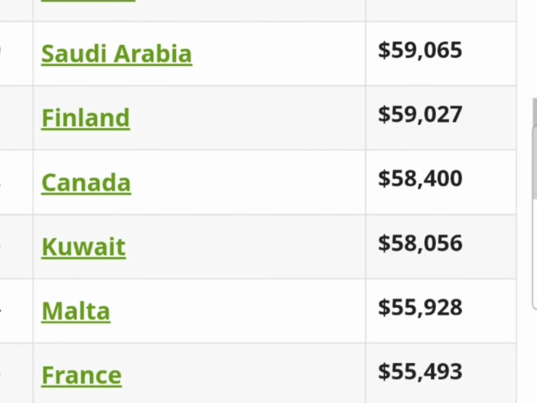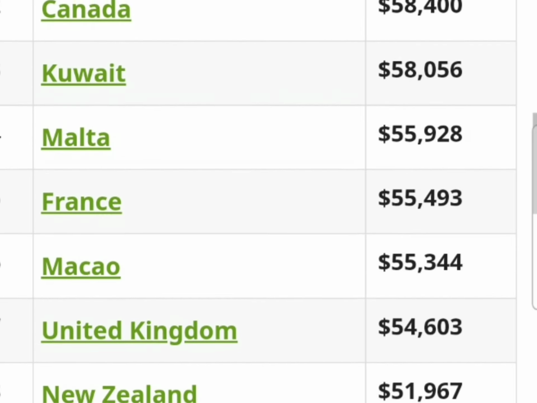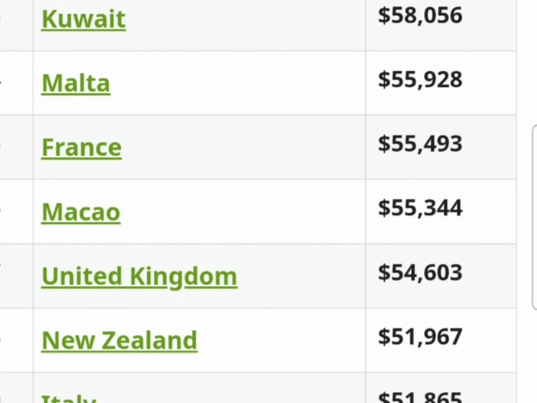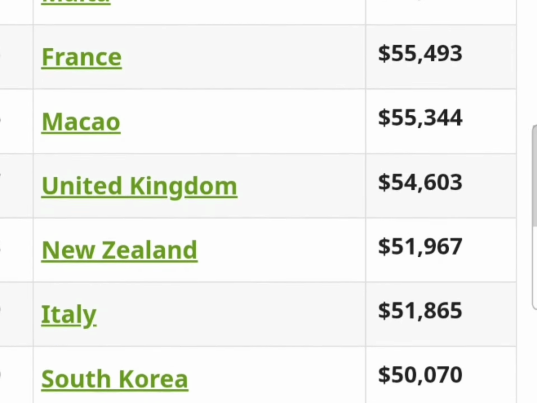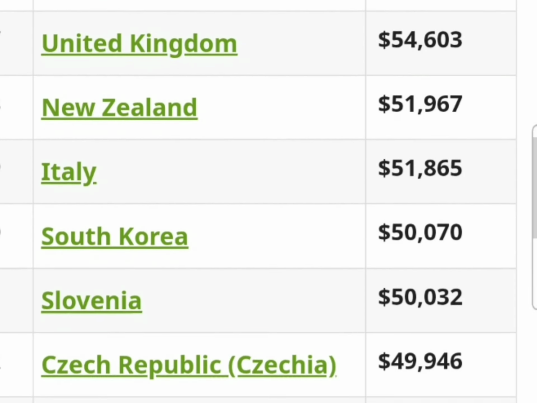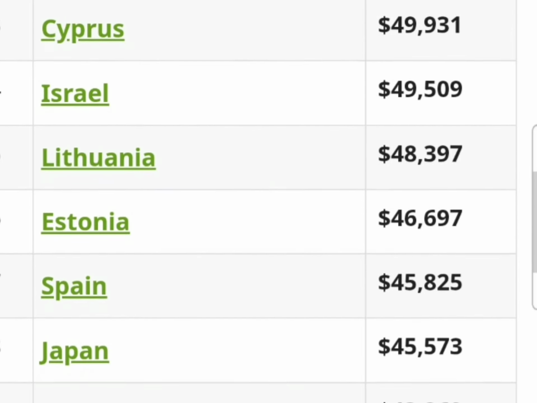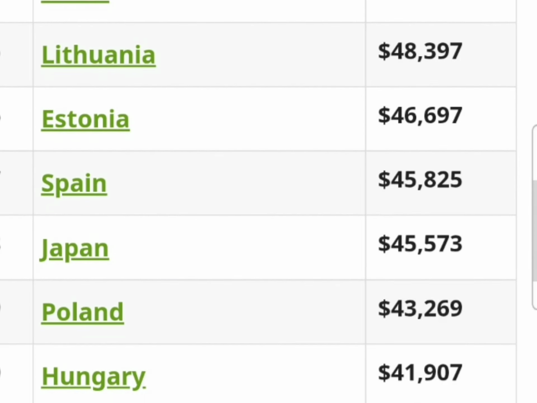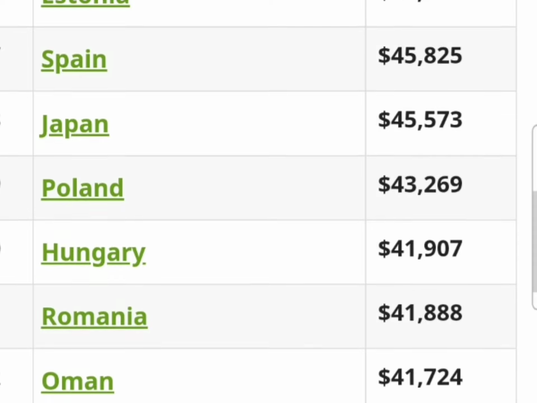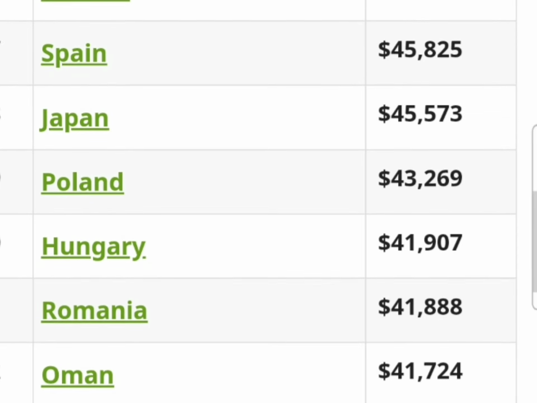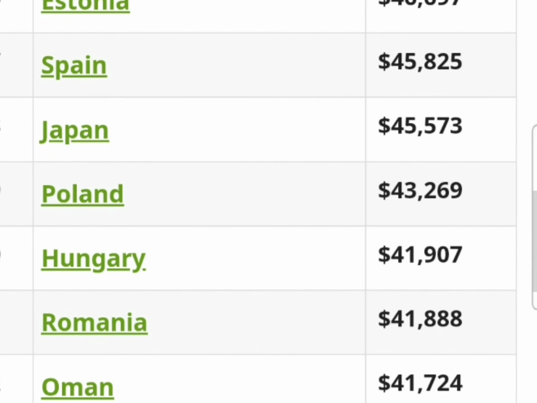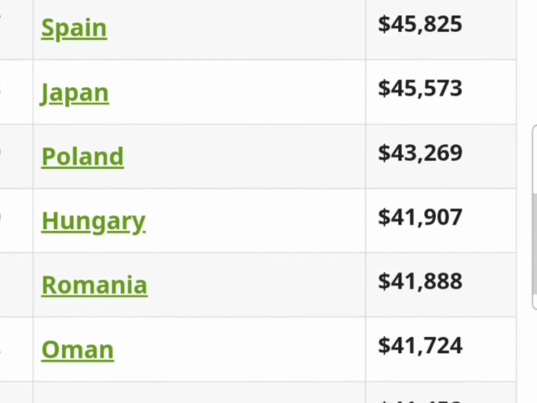Then Saudi Arabia $59,000. Then Finland, Canada, Kuwait, Malta, France, Macau, UK, New Zealand, Italy, South Korea, Slovenia, Czech Republic, Cyprus, Israel, Lithuania, Estonia, Spain, Japan. Japan is $45,000. In case of GDP per capita, Japan is the 38th largest, while in case of total GDP, Japan is the world's third largest economy.